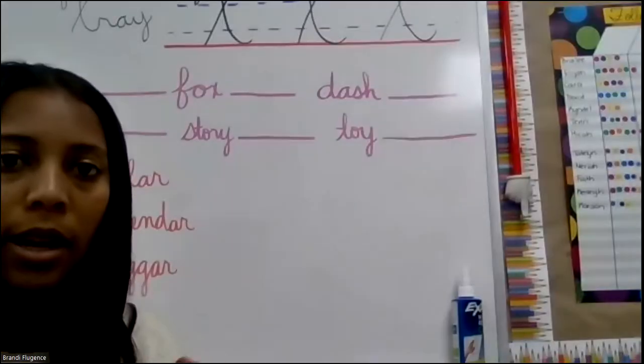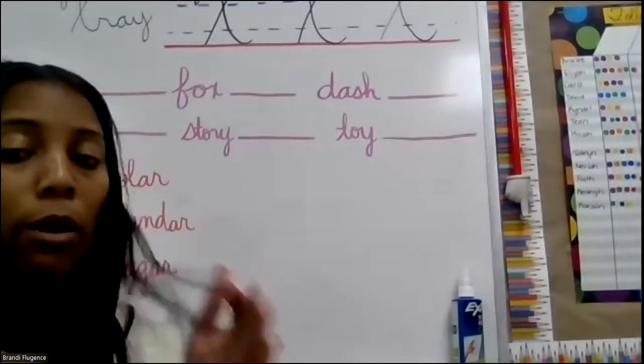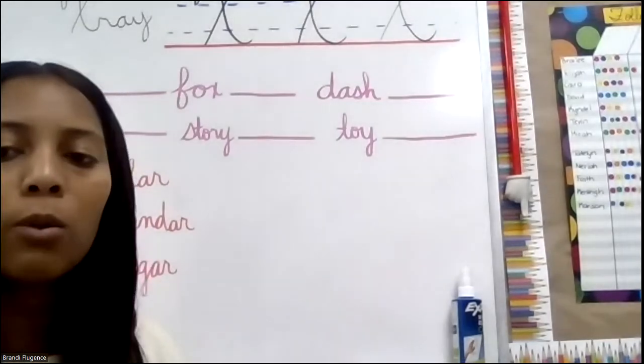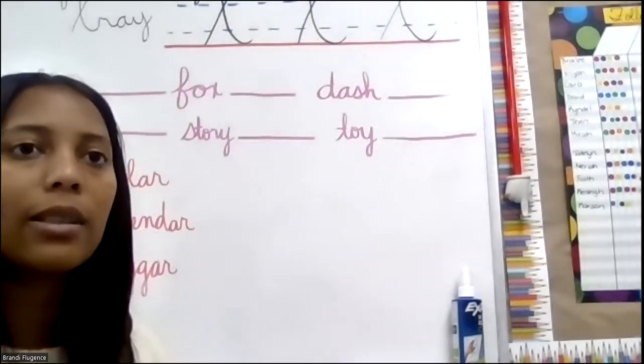Suffix es, okay? So I'm going to say just the root. You write it with the suffix. First one is fox. How would I write fox with suffix es? Fox.